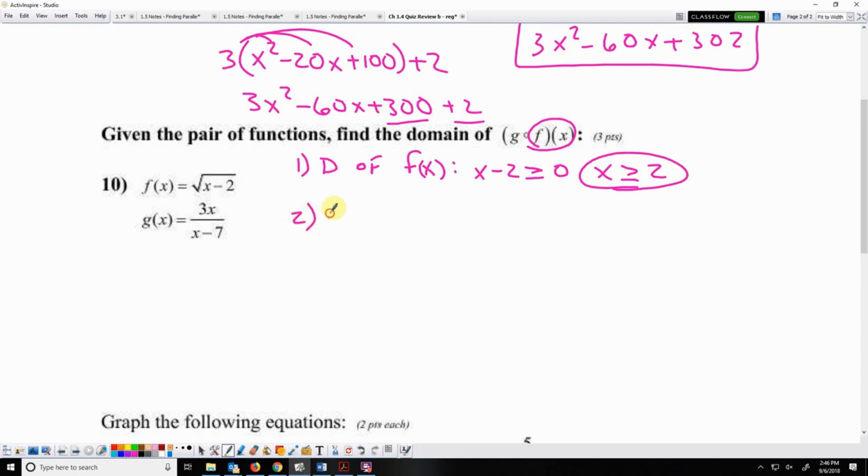Step 2, the domain of the outer function. In this case, that's g of x. I've got a denominator here, and that denominator cannot equal 0. So x cannot equal 7. Okay, that tells me to go on to a step 3. If that was all reals, I would be done. But since it's not, I go to step 3 and find the domain of the composition.